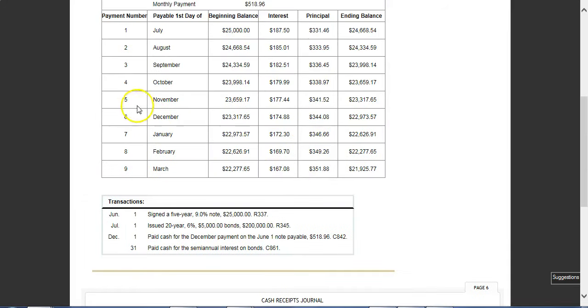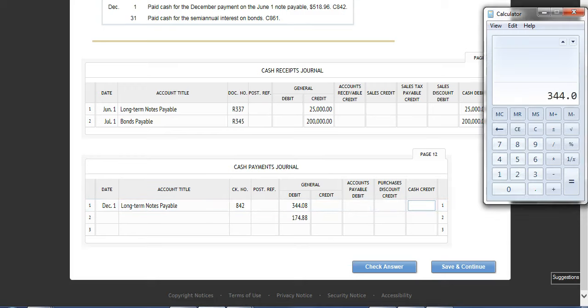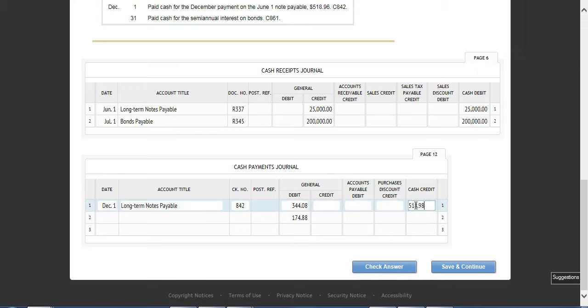I'm looking at this number here, December. Principal is right there, and interest is right there. We need to account for both of them. And then we add those together, $344.08 plus $174.88 is $518.96. And then December 31st, oops, that doesn't go there.